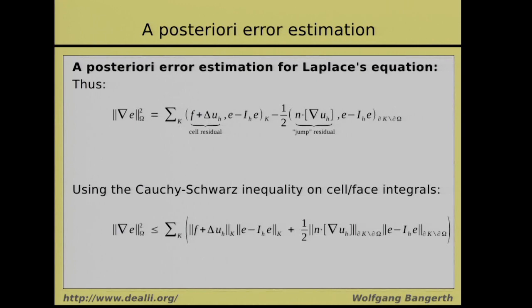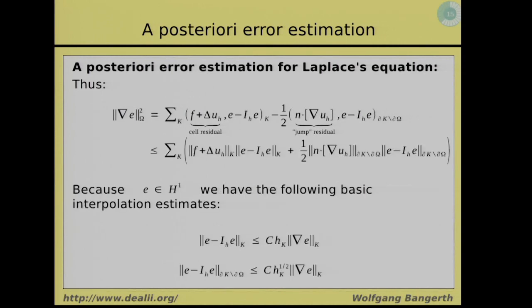And so the Cauchy-Schwarz inequality says that the integral of f(x) times g(x), for any function f(x) that is in L2, for example, is less than or equal to the norm of f times the norm of g. So if I do this here, now this is an inequality. I get that this integral here is less than or equal to the integral of f plus Laplace u_h on K times e minus I_h e, plus 1/2 of the norm of my jump residual times the norm of e minus I_h e on the interior faces.